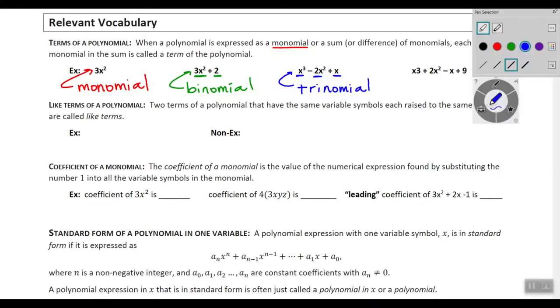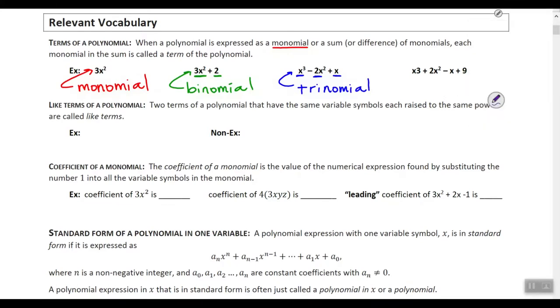Now, what do you do when there are 4 or more terms? This should actually be x cubed, not x3. x cubed plus 2x squared minus x plus 9. There are 4 terms. If there are 4 or more terms, then we have a fancy name called polynomial. Specifically, this would be a 4-termed polynomial. Really all of these are polynomials, but that's how you name them based on the number of terms.